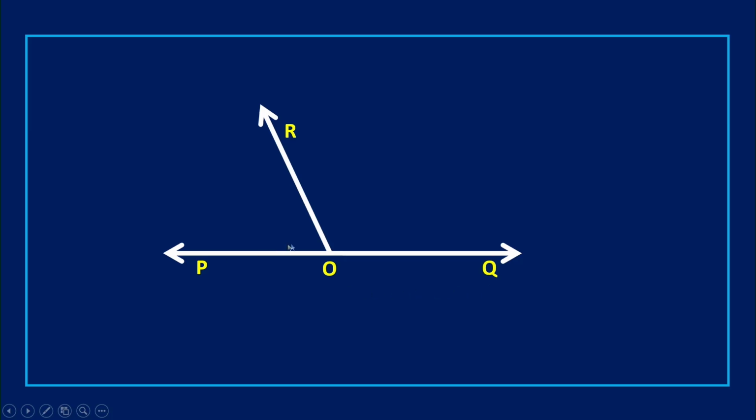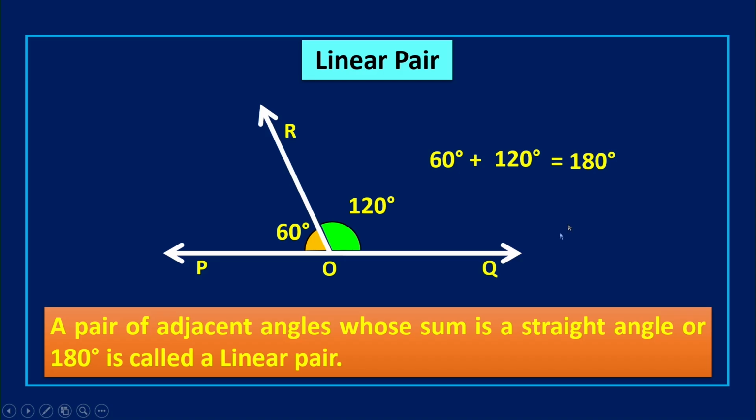You can observe angle POR, angle QOR. You have already learned about adjacent angles. In this figure, you can observe angle POR is 60 degrees, angle QOR is 120 degrees. You can add this one. 60 plus 120 is 180 degrees, called a straight angle. This is a linear pair. A pair of adjacent angles whose sum is a straight angle or 180 degrees is called a linear pair.